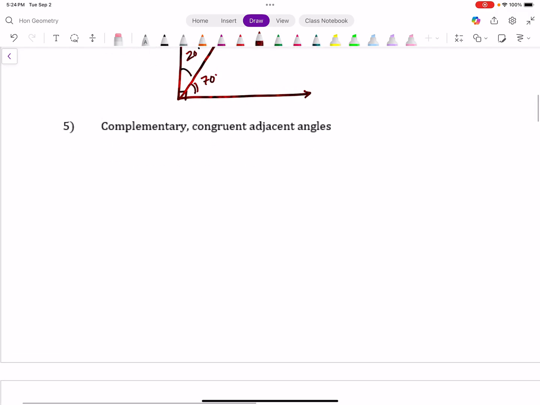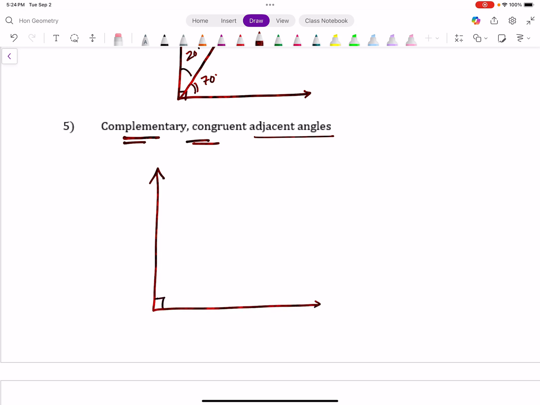Okay, this one, again, we need adjacent angles. We need them to be complementary, and we need them to be congruent. So I kind of hinted at what's going to happen there. This has to be a 45-degree angle, and this has to be a 45-degree angle. That takes care of that. Okay.